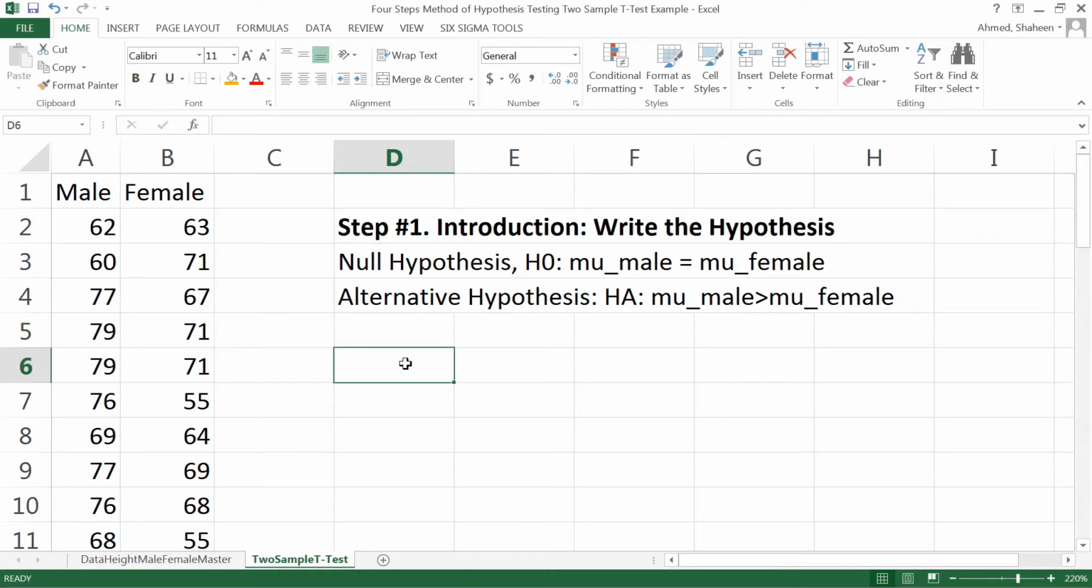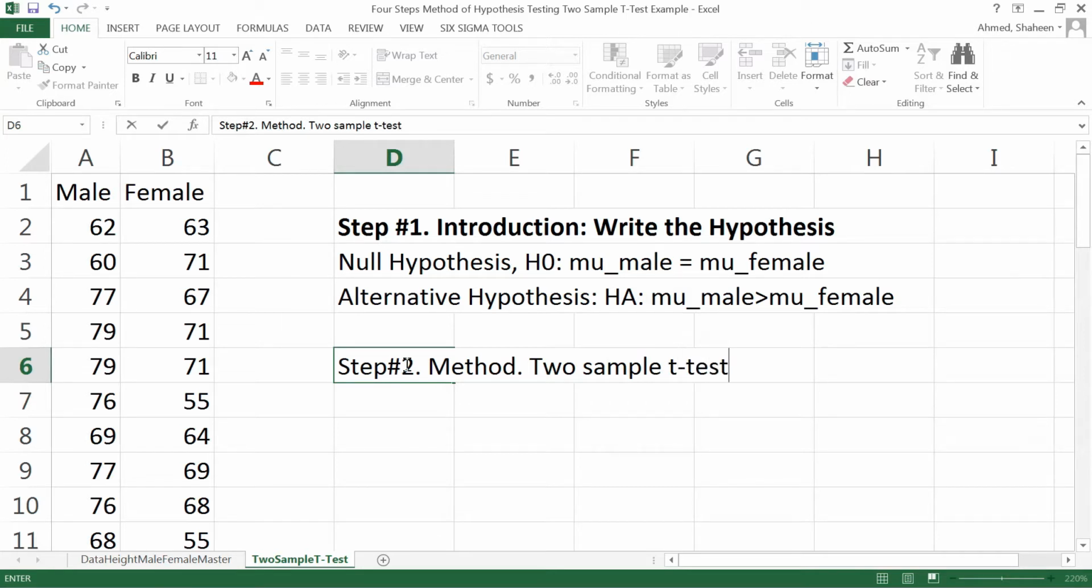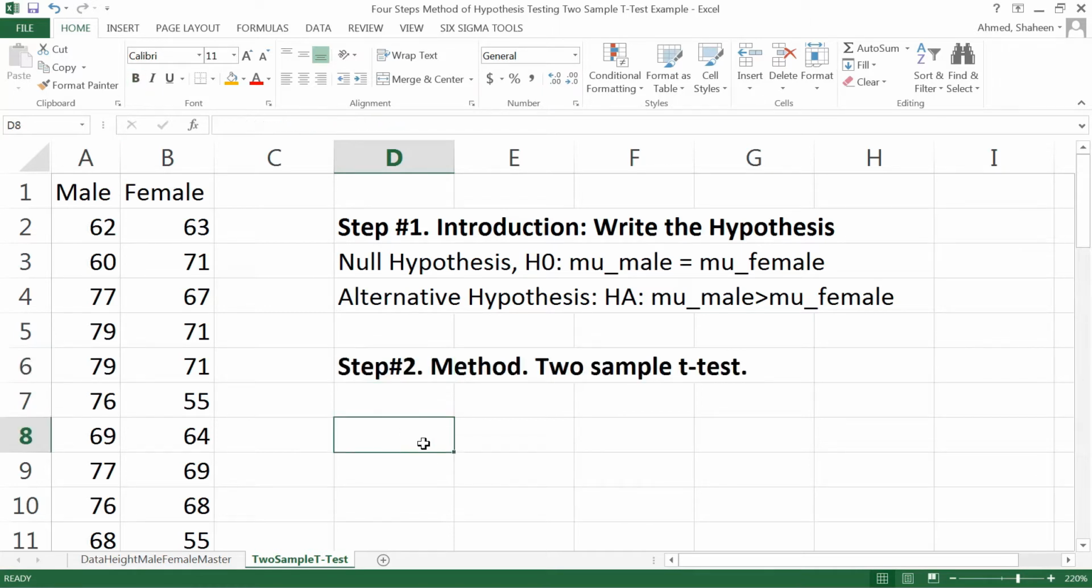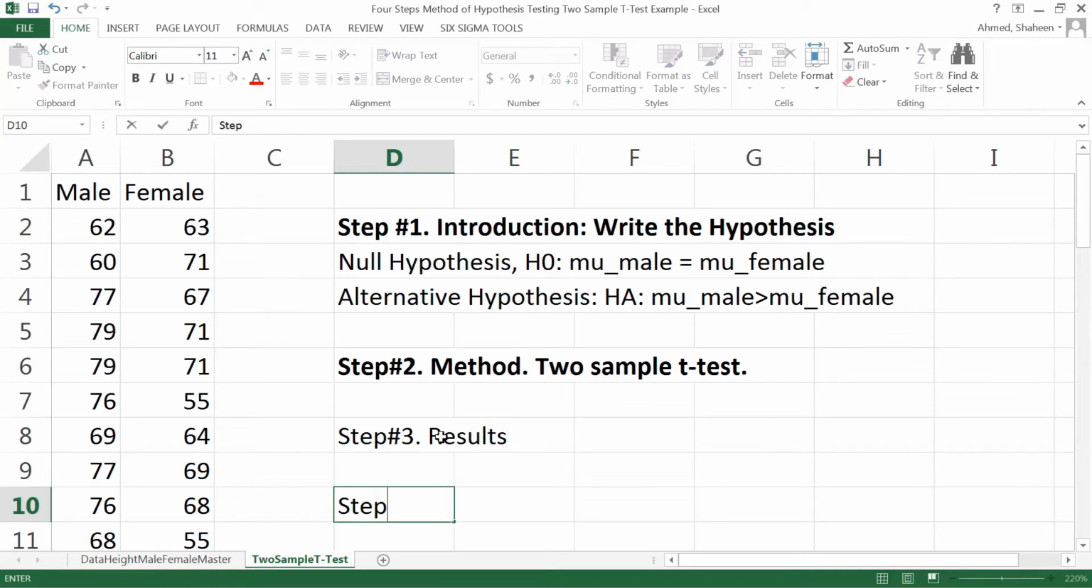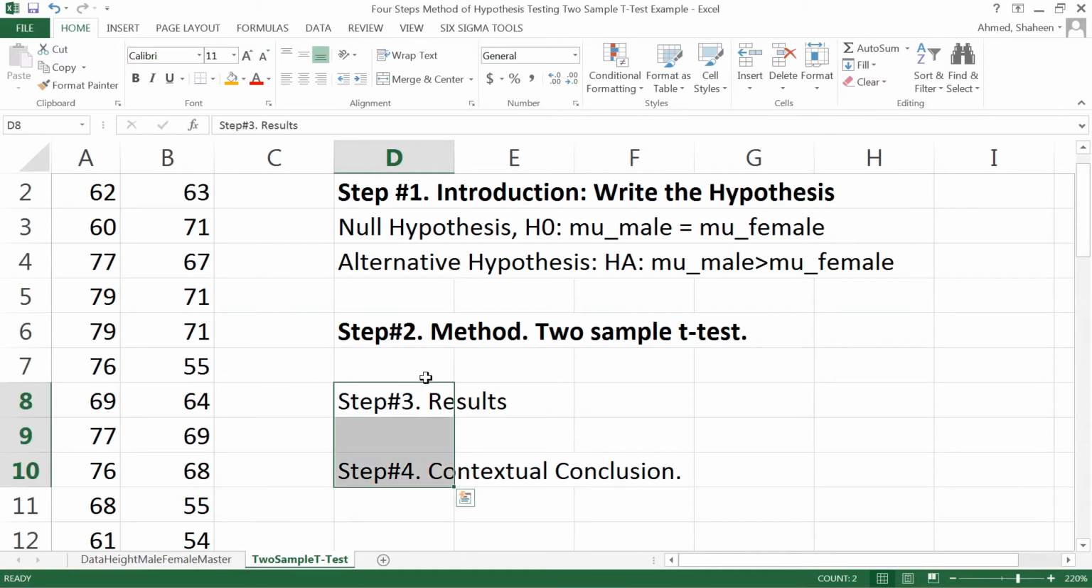Now, the method we have used, step number two, is the method we are going to use, called two-sample t-test. As I have discussed before, it is difficult to determine the appropriate method. You should consult a statistician to determine the most appropriate method, which is sometimes tricky. And then the results, and then step number four is the contextual conclusion.